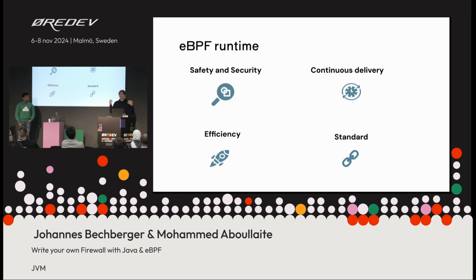And this ensures that we have fast development cycles, and that means much more innovation in the speed. And it's also efficient, as Mohammed told you before. We have JIT compilers for all the major architectures like x86, PowerPC, or even S390. So if you have your mainframe at home, it will also work fast. Yeah, and it's standard. So the APIs that come with eBPF are basically standard.